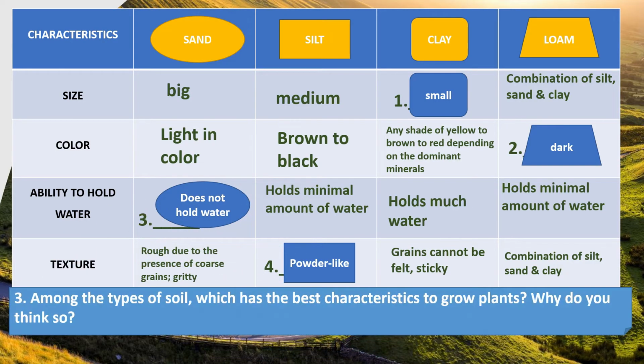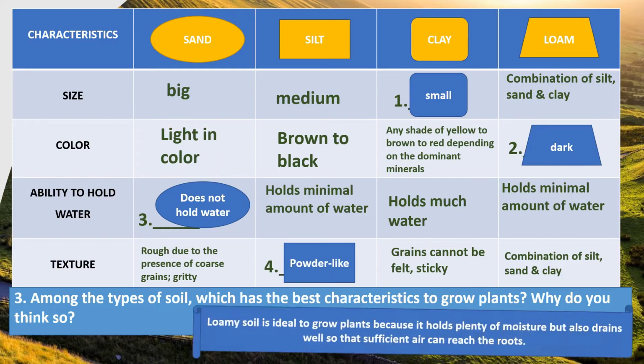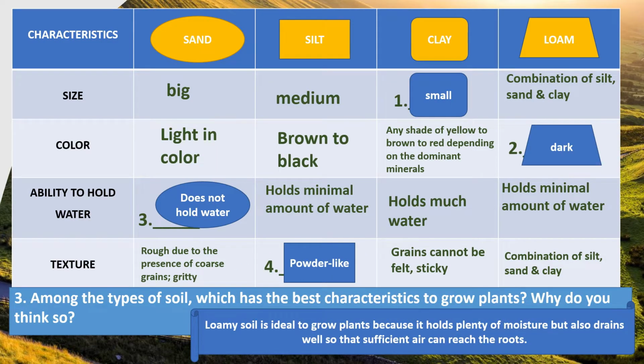The last question: among the types of soil, which has the best characteristics to grow plants? Why do you think so? Yes, you are right. Loamy soil is ideal to grow plants because it holds plenty of moisture but also drains well so that sufficient air can reach the roots.